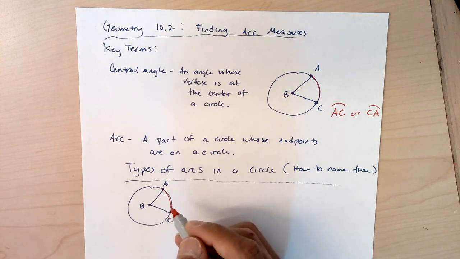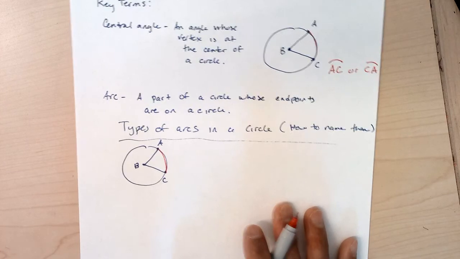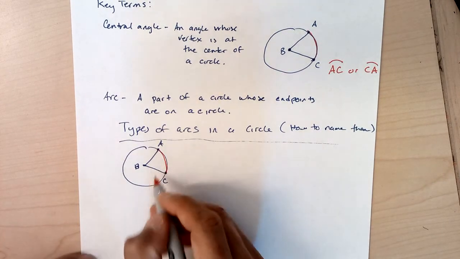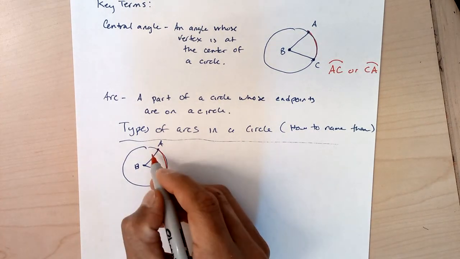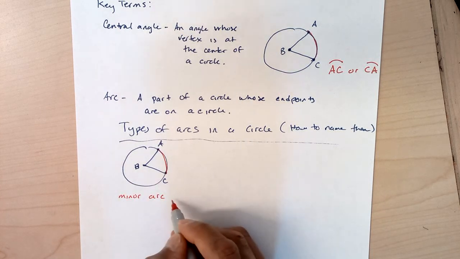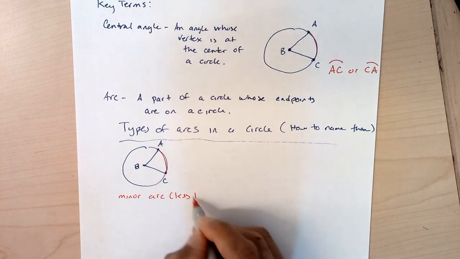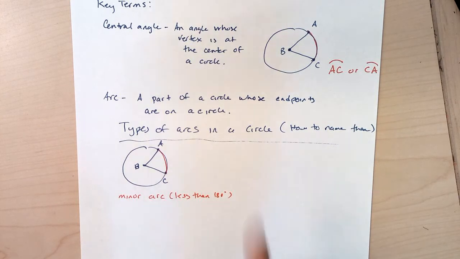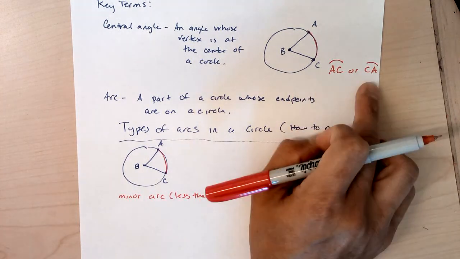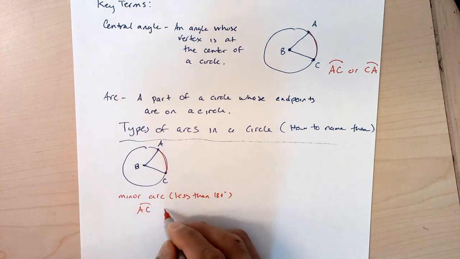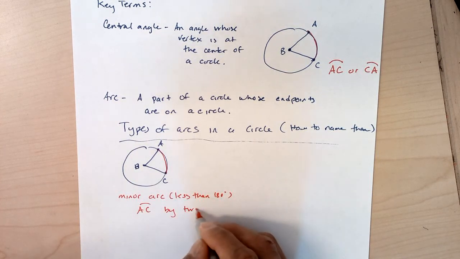If you're trying to make an analogy, then the arc is kind of like an angle. If an angle is less than 90 degrees, it's an acute angle. If an arc is less than 180 degrees, like this arc right here, it's called a minor arc. So a minor arc is less than 180 degrees, but it would also be more than zero. And then how you name that arc is how we named it earlier, arc AC or arc CA. You just name it by its two endpoints.